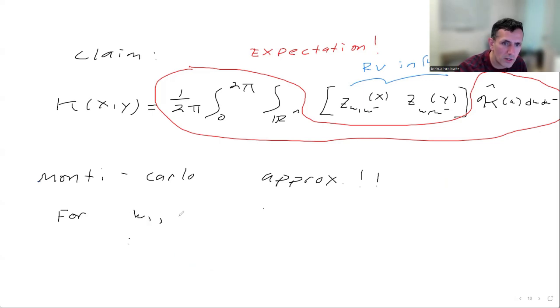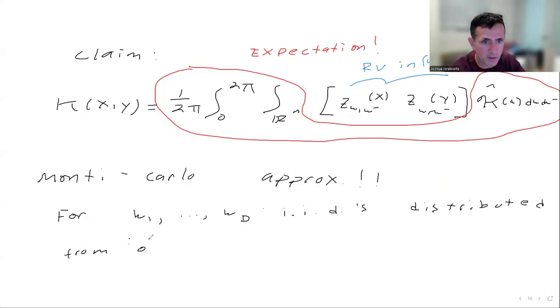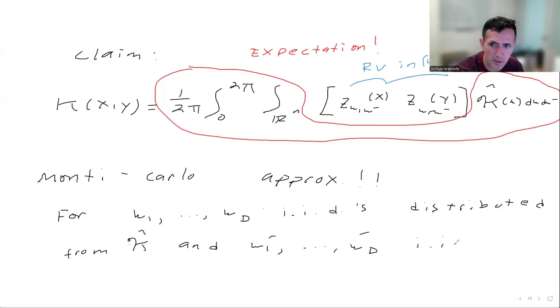So for W1 through WD being IIDs distributed from k hat, the probability distribution function, and W1 through WD prime being IIDs distributed from the uniform distribution right here.